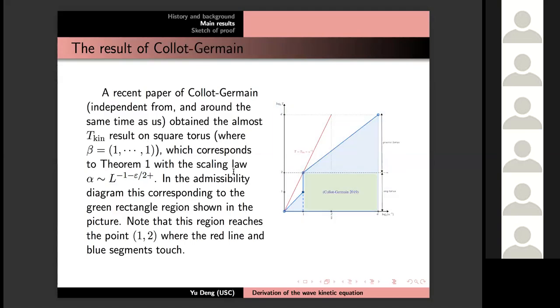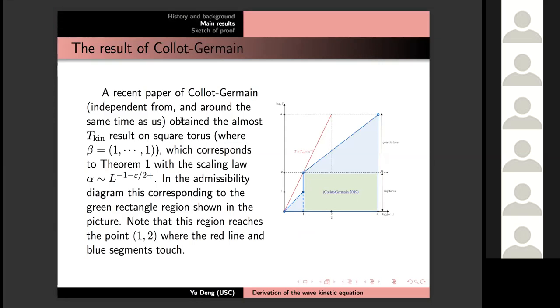If you look at the admissibility diagram we drew in the last slide, their result essentially corresponds to this green region, this rectangle below the line y equals 2, because I consider the case of the square torus, which is not a generic case, and to the right of the line x equals 1. So they are essentially getting this green region, which is a subset of the region we are obtaining. Of course, this is the most important subset, because this green region also reaches the point where the red touches the blue, so they have this almost kinetic timescale result. Their result came around the same time as ours and is independent.